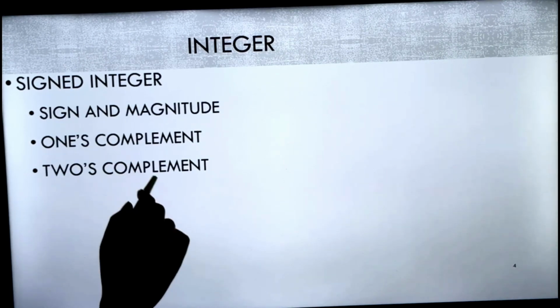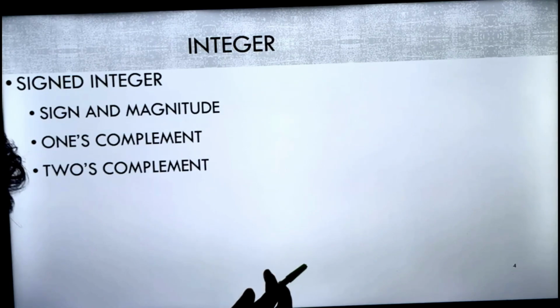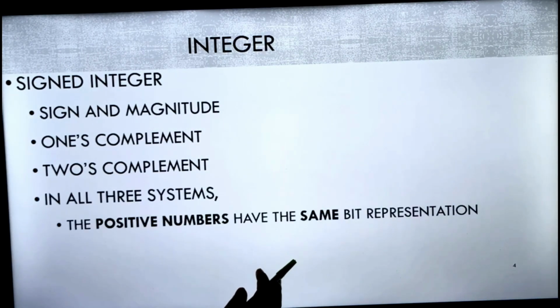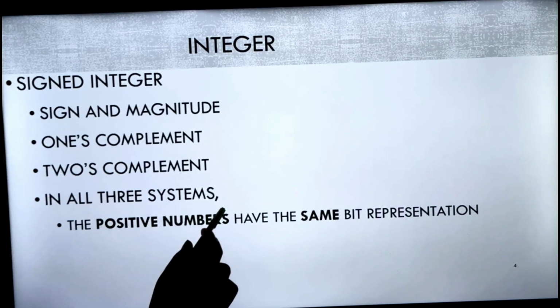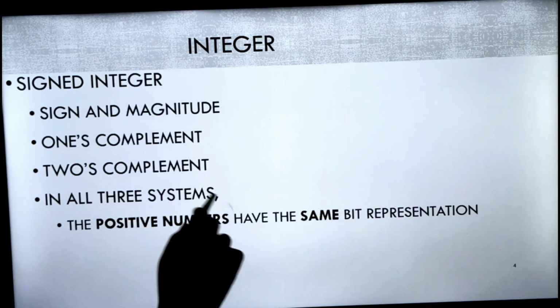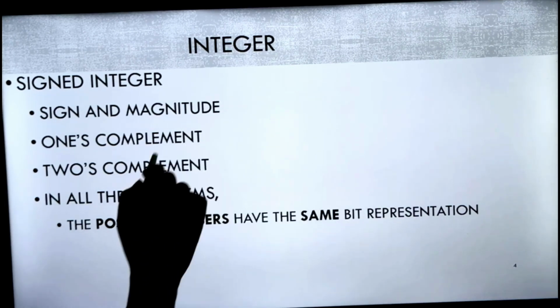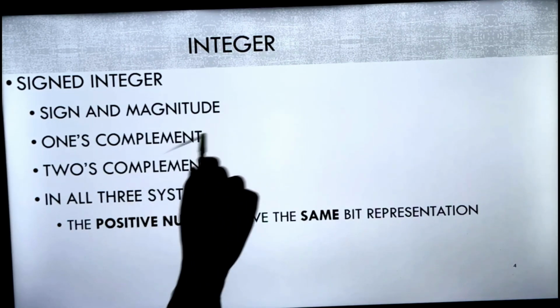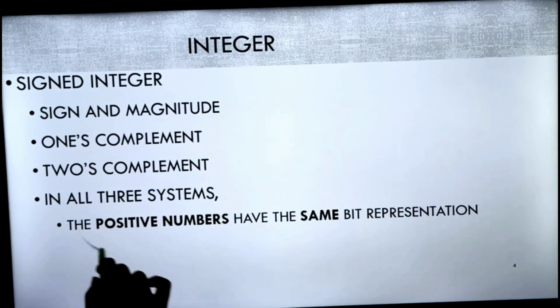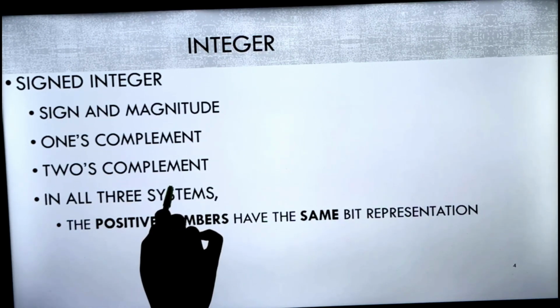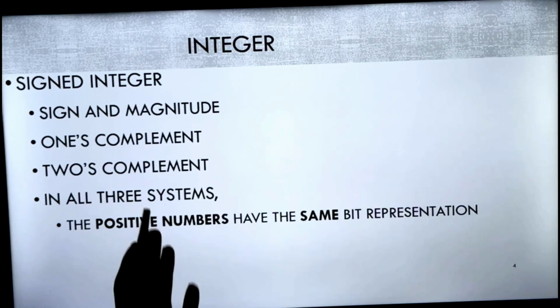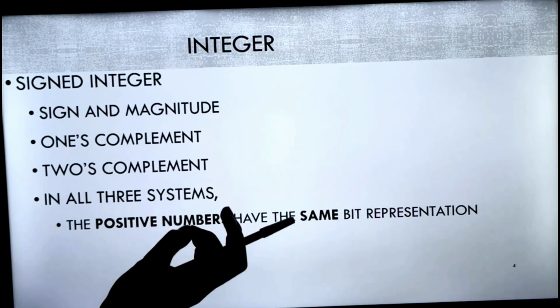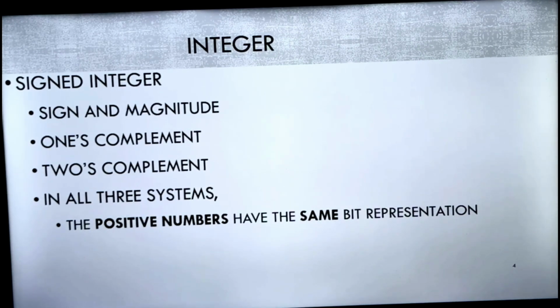Before we move on with each topic, there are a few points you should note down. Number one, in signed integers, all the positive numbers have the same bit representation. Whether you are representing in sign and magnitude, ones complement or twos complement, positive number representations are always the same. Means the difference or the problem is with negative numbers, not with the positive numbers. Positive numbers are very easy to represent. Whatever you have done till date, all are by default positive numbers only. Fine. And two more points you should remember.